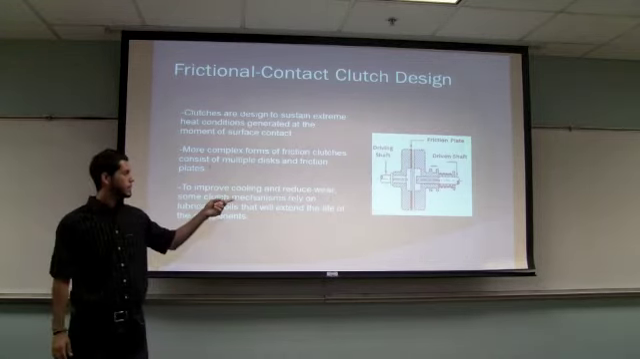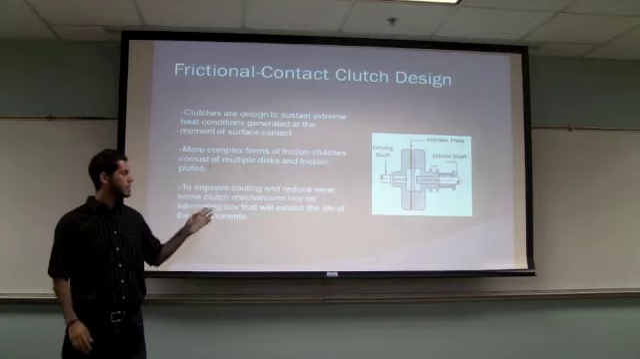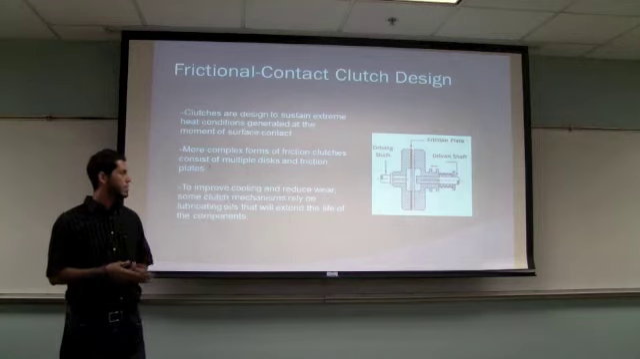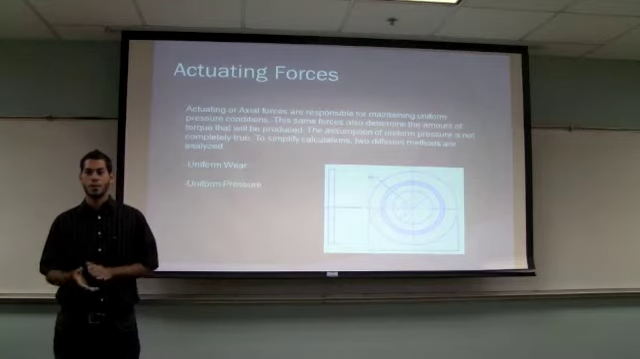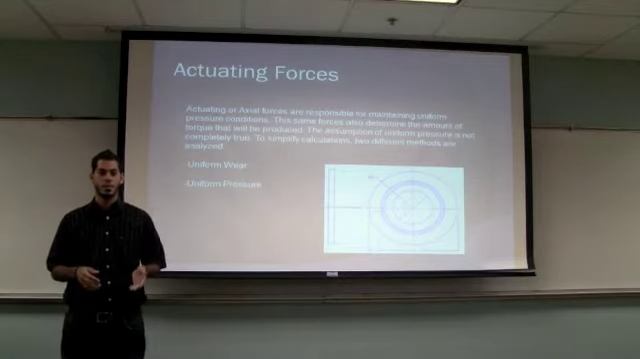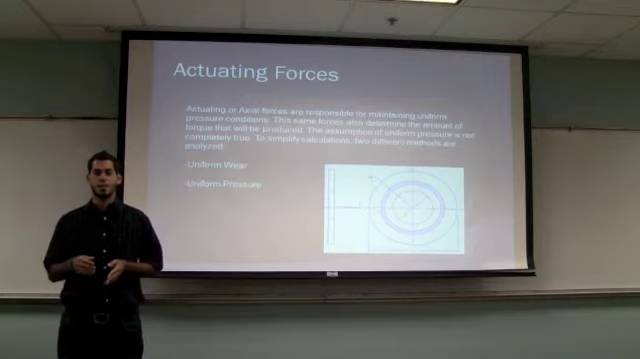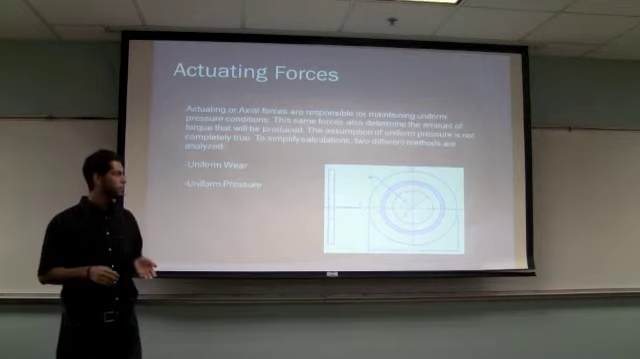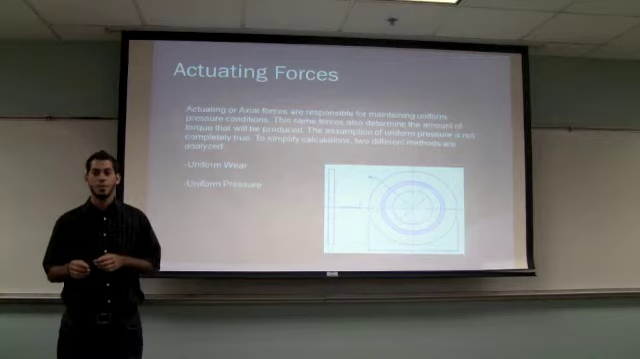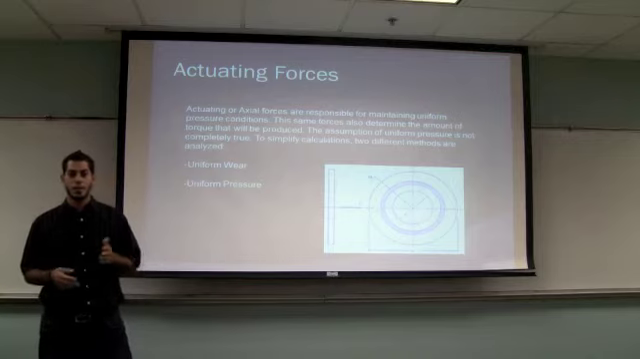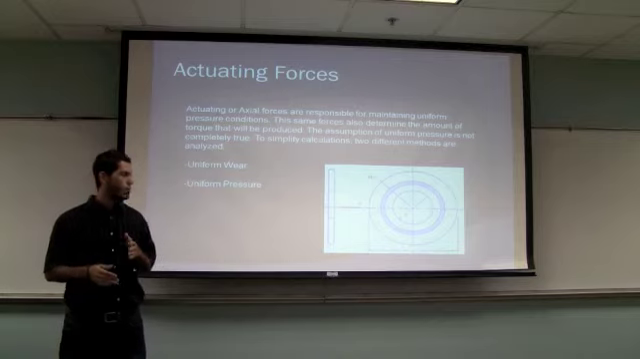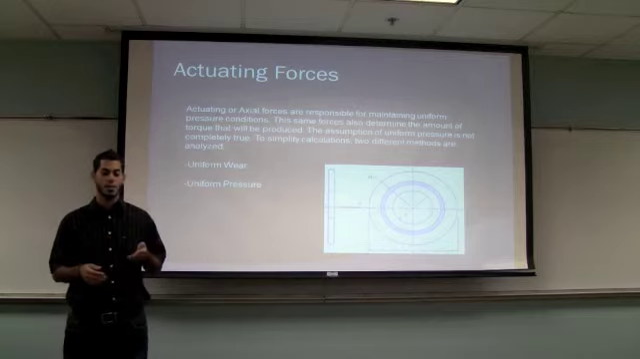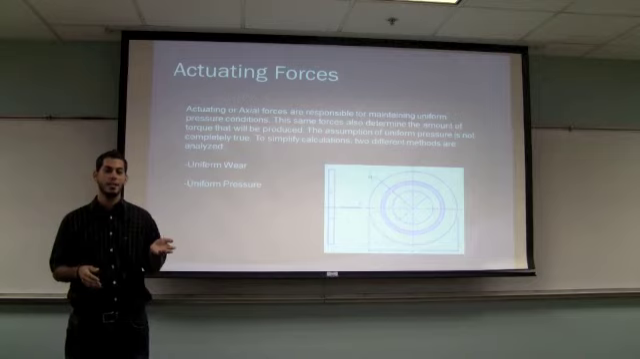In the figure shown in the slide, it's a single plate clutch, meaning that it only has one disc and one frictional plate. More complex forms of friction clutches consist of multiple discs and friction plates. To improve cooling and reduce wear, some clutches use fluids. These fluids help the clutch dissipate the heat. These are called wet clutches.